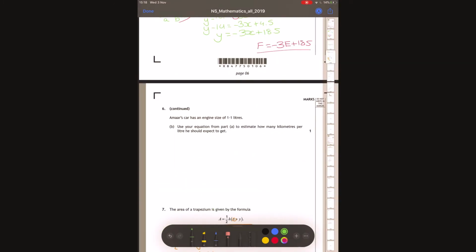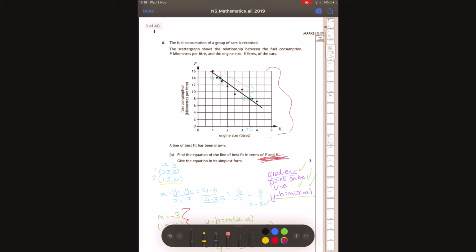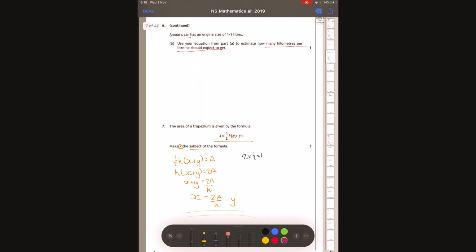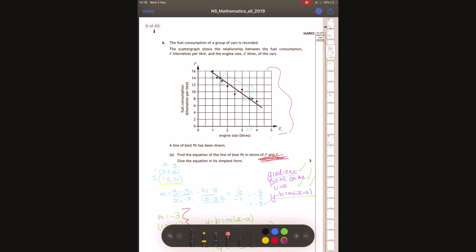Now on to part B. It's telling us to use our equation, which is this, to estimate how many kilometres per litre Amar should expect to get. Now, we need to read the graph here. The scatter graph shows the relationship between the fuel consumption, f kilometres per litre, and the engine size, e litres, of the cars. So what are we told about Amar? Well, we're told his engine size. So if we're told his engine size, we've been told an x value.